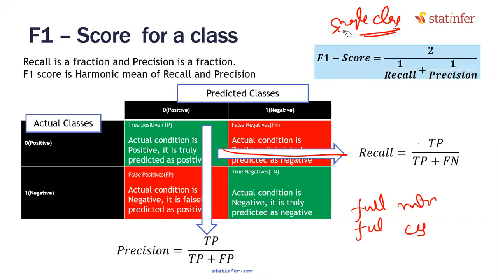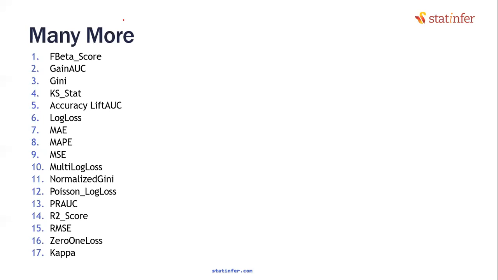Usually harmonic mean is calculated for fractions. If you have a fraction and a fraction, a rate and a rate, and you want to find the average, you find the F1 score. Apart from this, there are so many measures: F beta score, gain, AUC, MAP, R2 score, normalized gain, Kappa, etc.